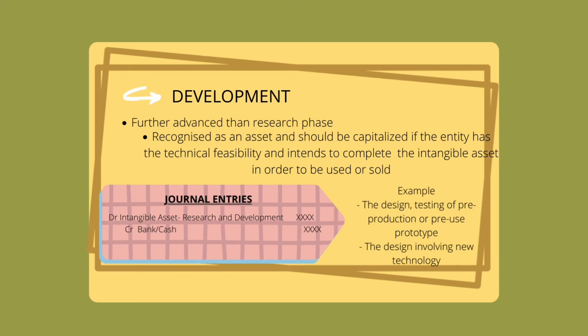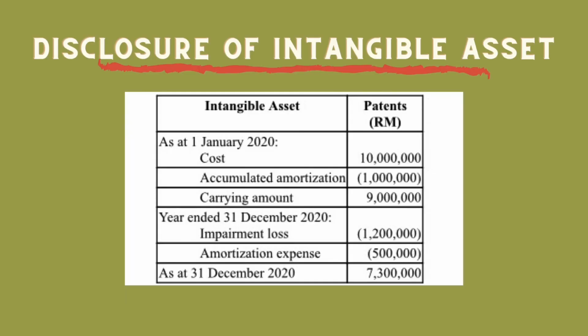While the development phase is where the research findings and the other knowledge will be applied. It is further advanced than the research phase. The cost will be capitalized as an asset in the statement of financial position if the entity has the intention to complete the intangible asset for it to be used or sold, and the other criteria also should be met. The journal entries will be debit intangible asset, research and development, credit cash or bank.